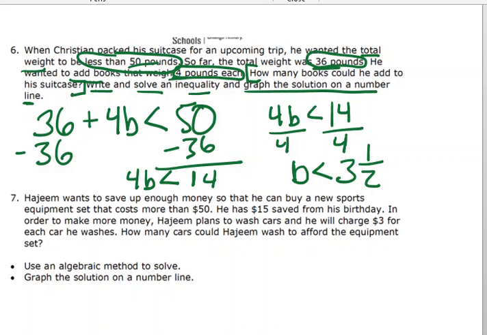I'll go ahead and draw a number line. Okay, and it doesn't even have to be a super long number line. All right, so I'm going to go 0, 1, 2, 3. And I know that in this case, this is a little bit weird. He can add 3 books. He can add 3.5 books. So even though with a less than, I normally leave this circle open, in this particular case, he can have 3 books. So I'm actually going to go ahead, even though it's not less than or equal to, and close it.